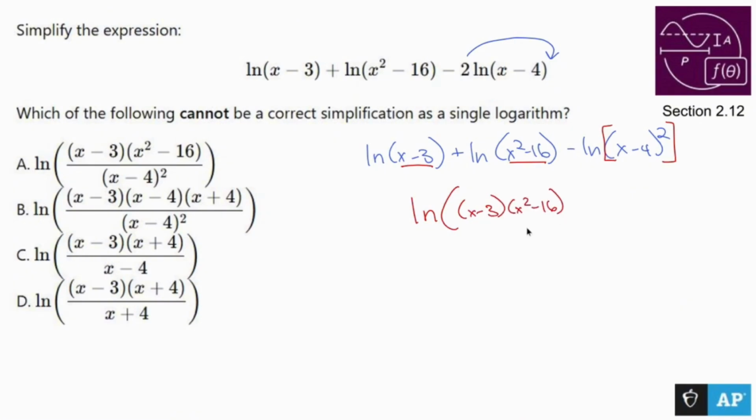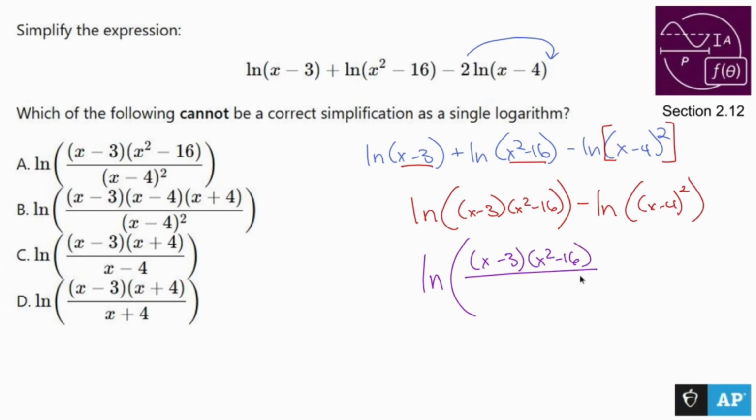We're not going to do anything yet because I have a feeling we're not going to want to. It seems like our answers want us to factor it, or maybe even factor it more. Now I'm going to subtract ln of x minus 4 squared. When subtracting logs of the same base, or in this case ln's, we divide inside the parentheses. So that becomes a big grand total of ln of parentheses x minus 3, x squared minus 16, all over x minus 4 squared.